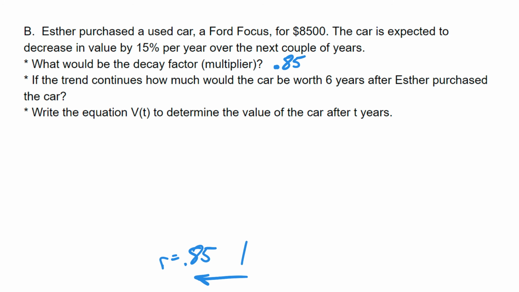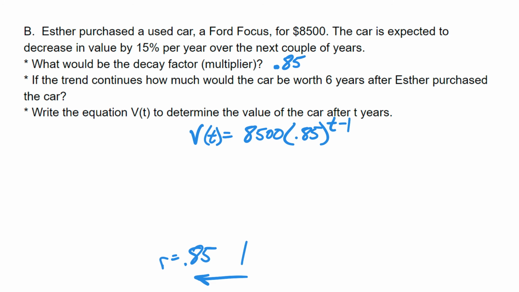If the trend continues, well, let's create our equation. This is geometric because it is a multiplication pattern. So her car started at $8,500. It will retain 85% of its value over time, minus the 1 year. So this is actually the equation. My equation's technically wrong because the instructions say call it VT, value over time. So I'm going to make that change.